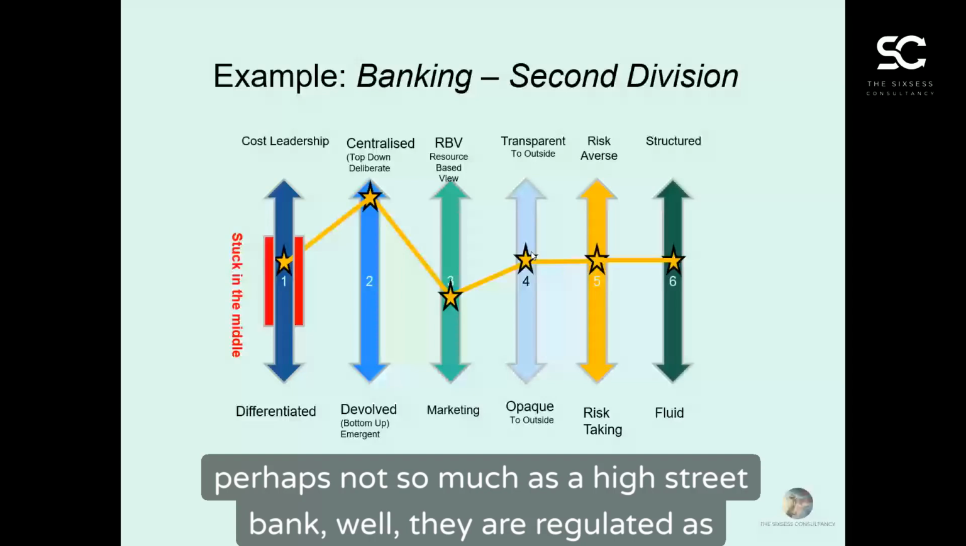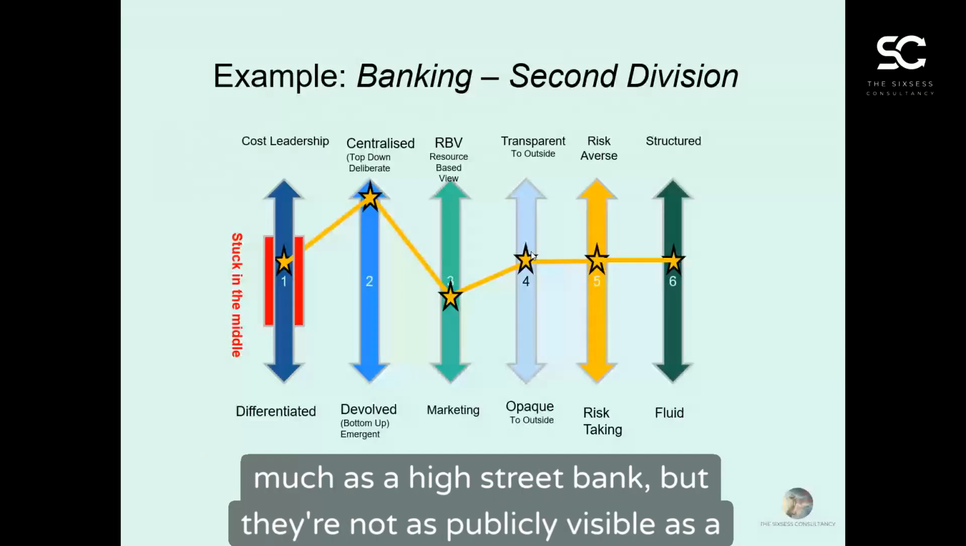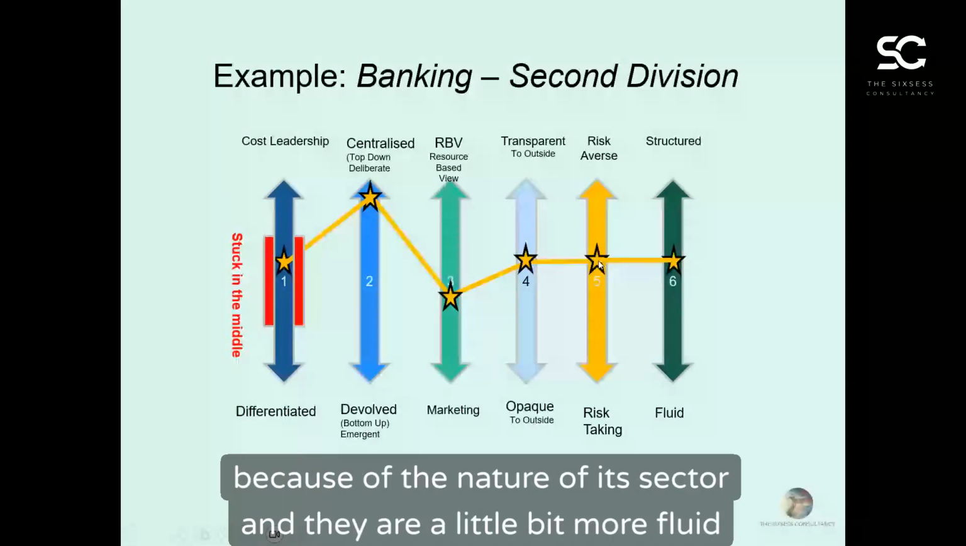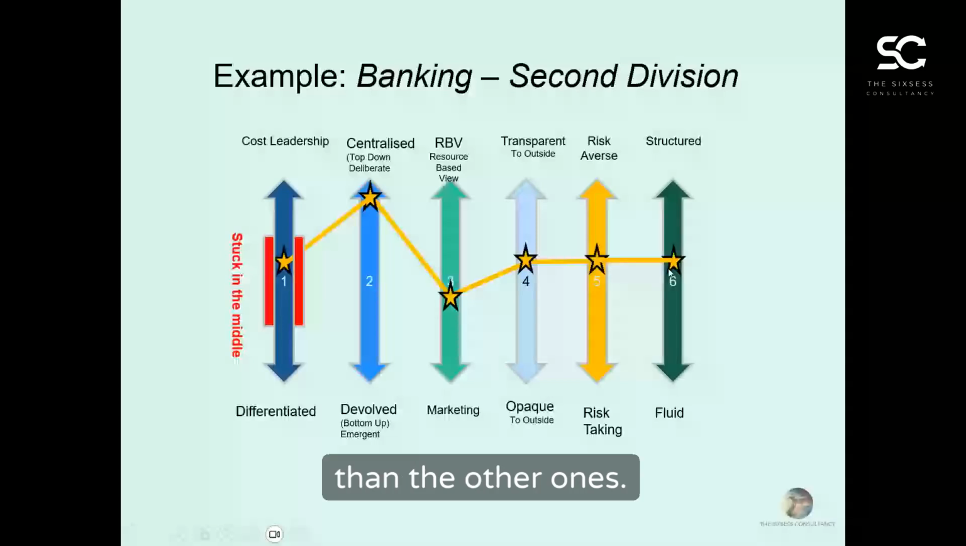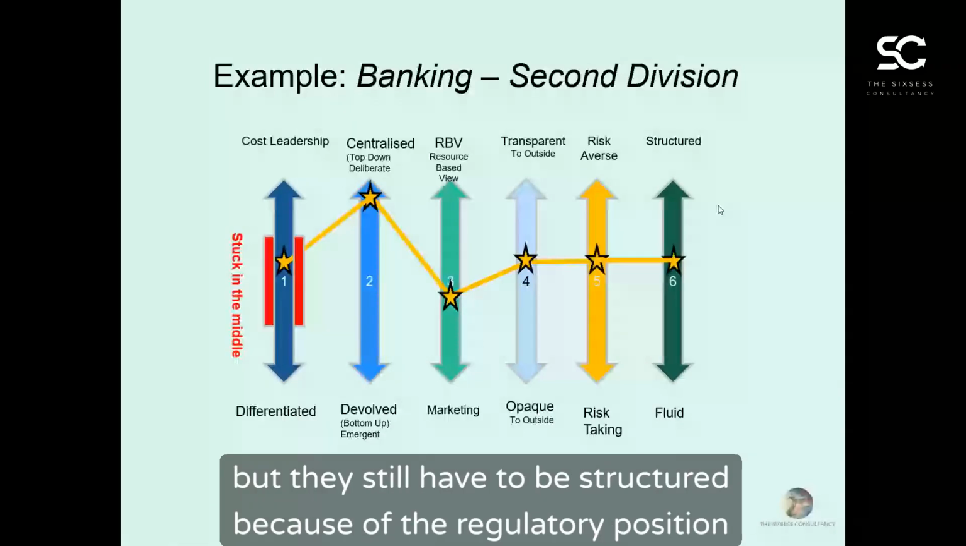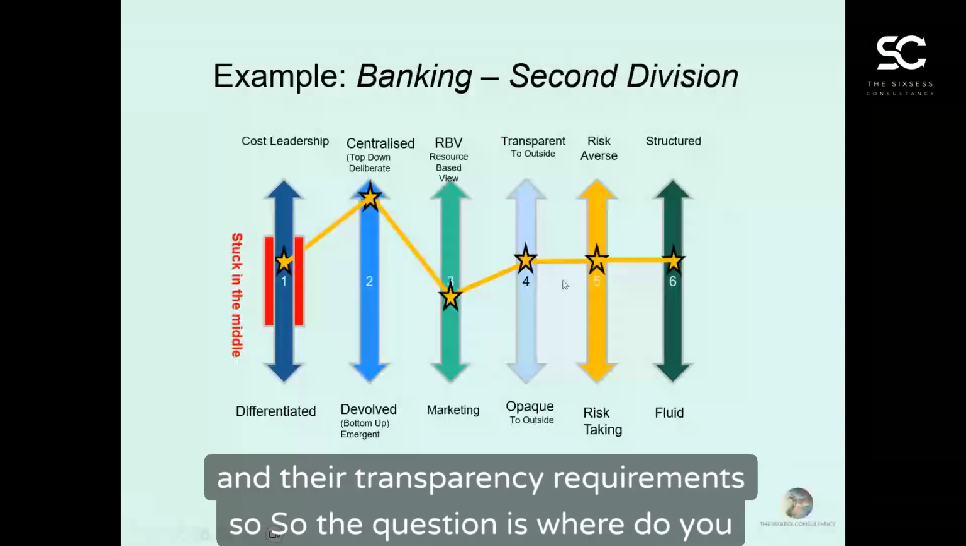Well, they are regulated as much as a High Street bank, but they're not publicly visible as a High Street bank. They're risk averse because all banking tends to be risk averse because of the nature of its sector. And they are a little bit more fluid than the other ones. See the difference between the two, and it drops down a little bit there. But they still have to be structured because of their regulatory position and their transparency requirements.